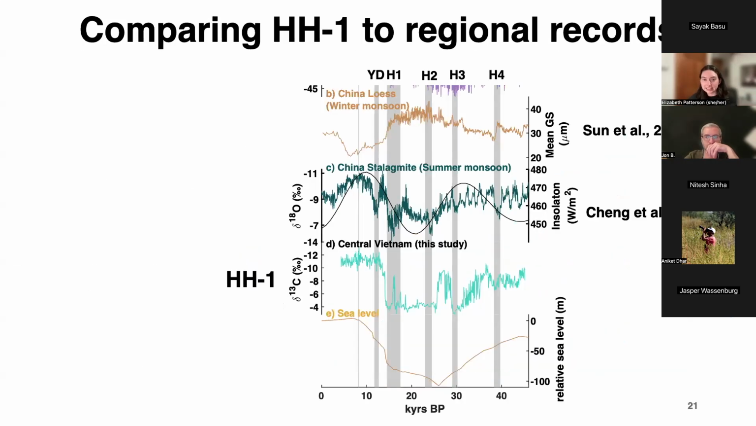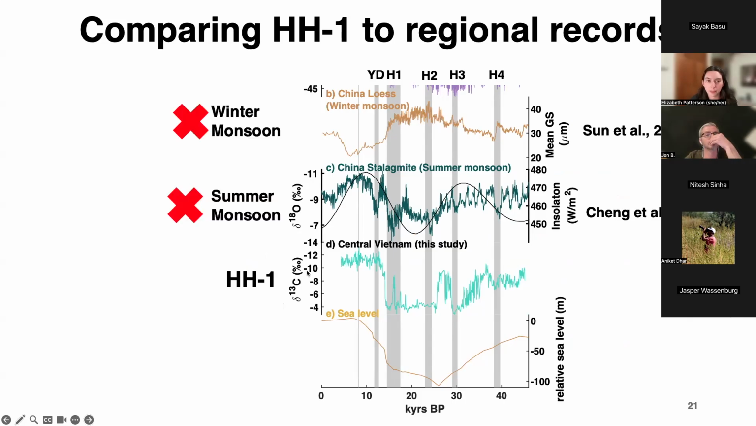The next step was to see if the autumn monsoon looked like any other regional records, because perhaps they're responding to the same forcings. That's what I'm showing here. Again, this is the carbon isotopes from HH1. I compared it to the winter and the summer monsoon records and didn't really see similarities with either. Then I compared it to dozens and dozens of other things and also didn't notice any similarities.